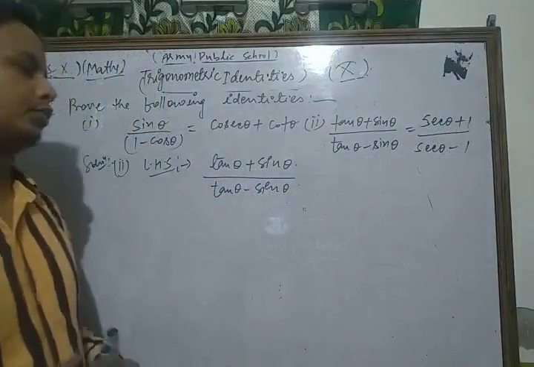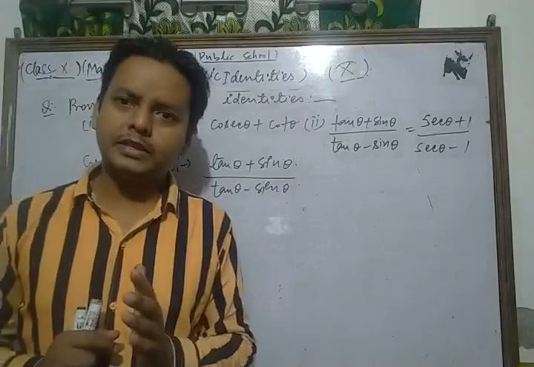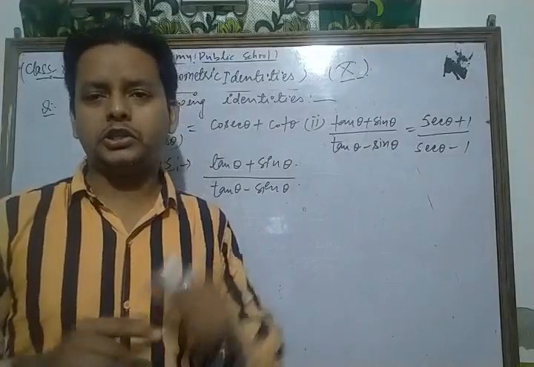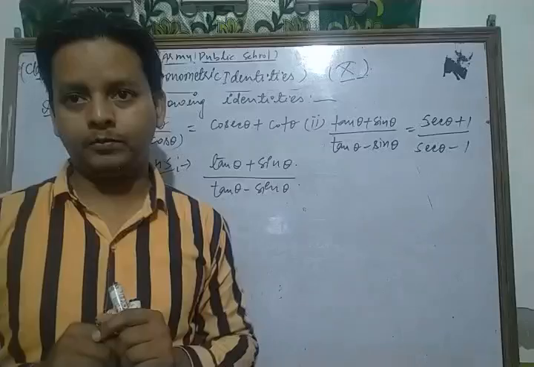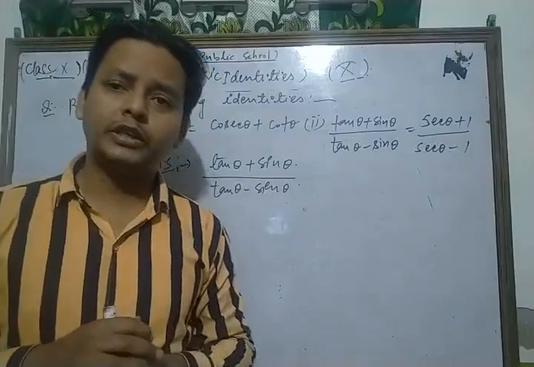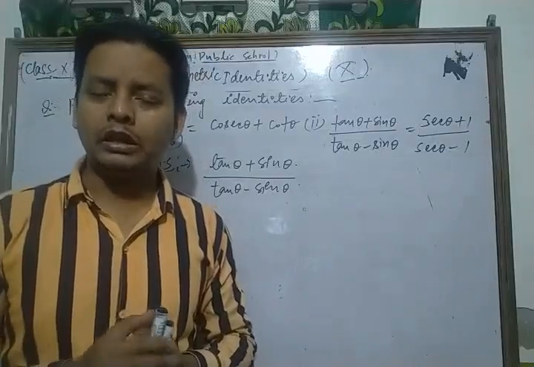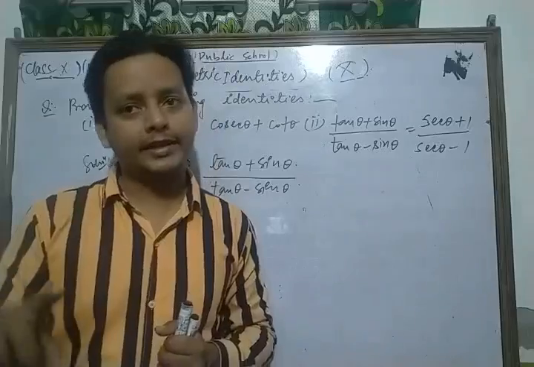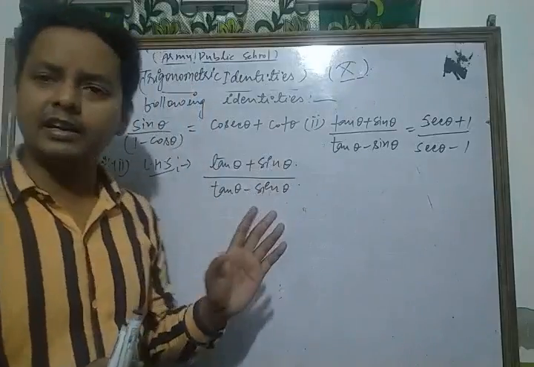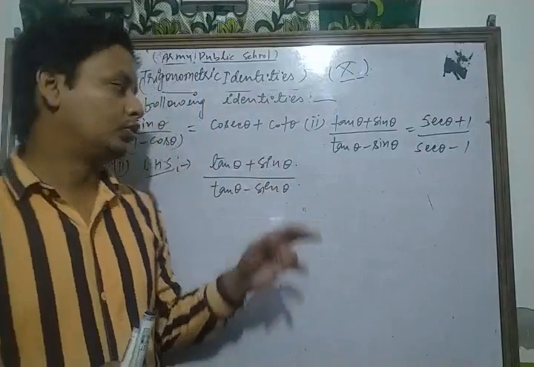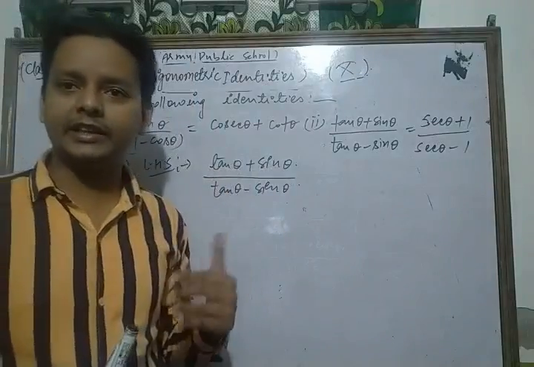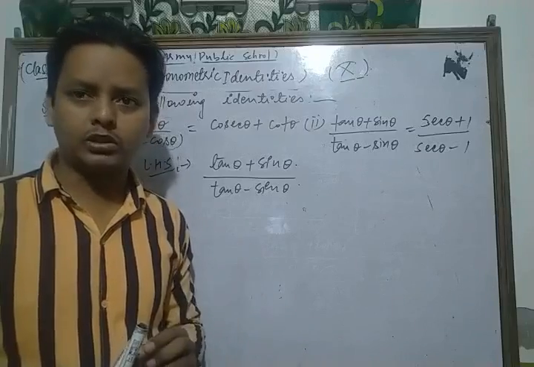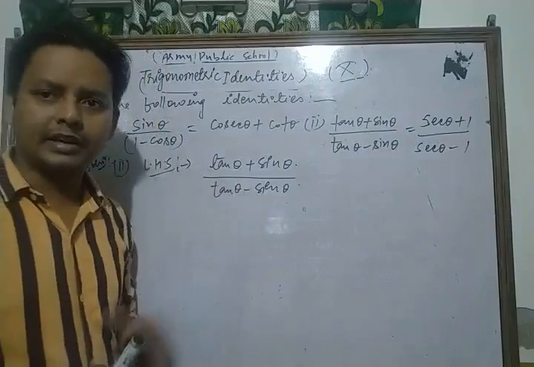In that type of question, dear students, first of all, you convert all the trigonometric ratios into the form of sine and cosine. This is a very important key to solve that type of question. Here sine is already in the form of sine and cosine, so we just convert tan into sine and cosine. You know that tan theta is equal to sin theta upon cos theta. So here we use that identity.